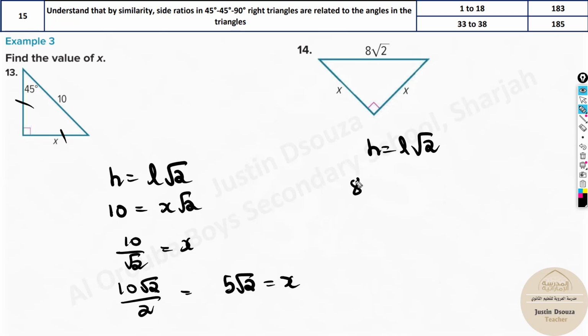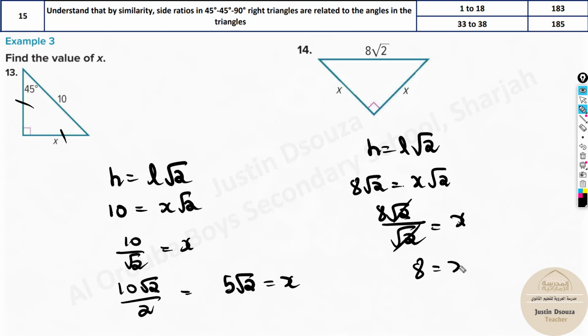Now H is given to be 8 root 2. Then what is L? Unknown value, x root 2. Take it to the other side. 8 square root 2 divided by square root 2 equals x. This cancels. 8 is the value of x. Directly we can get the answer.